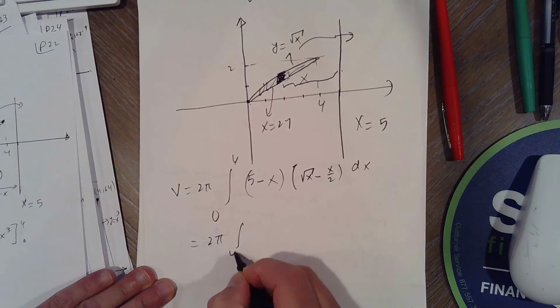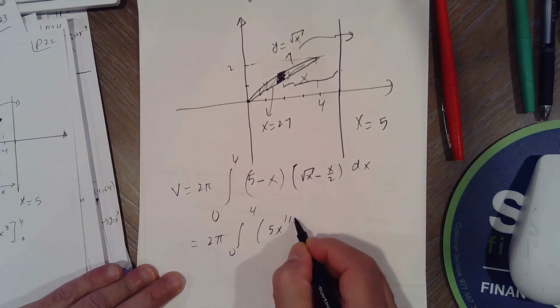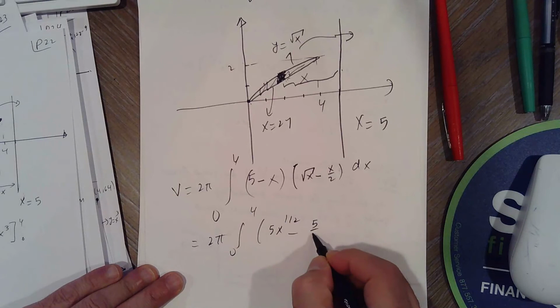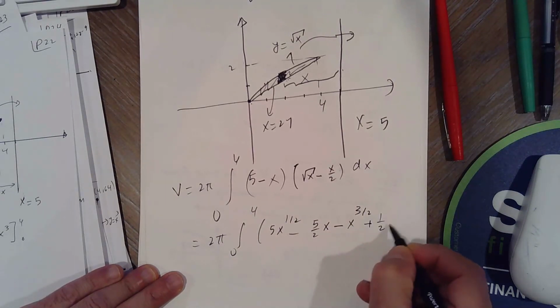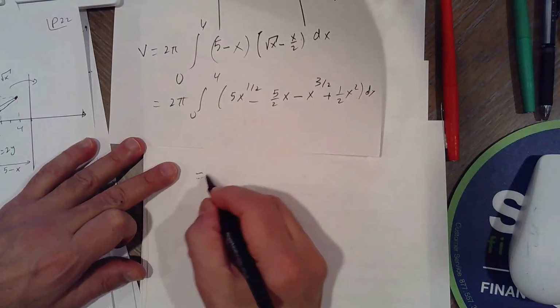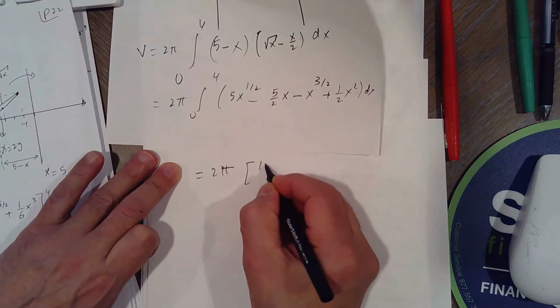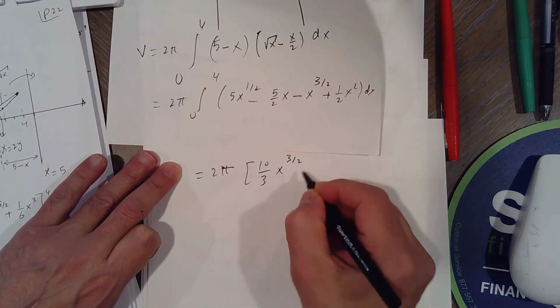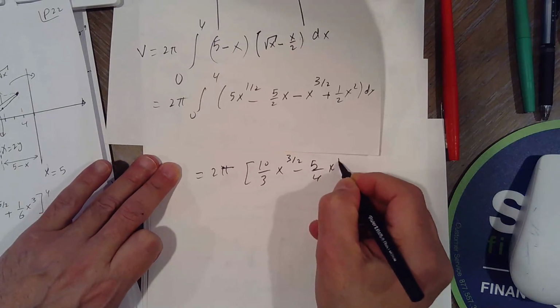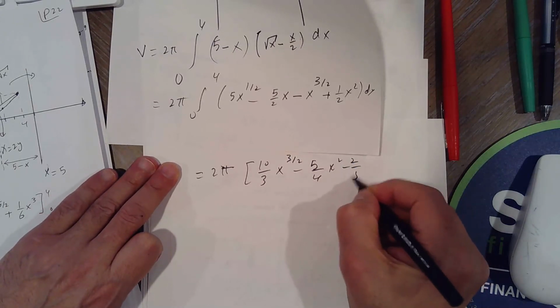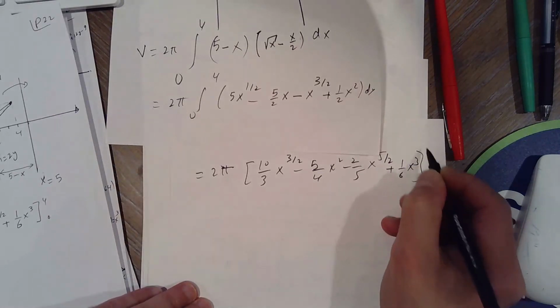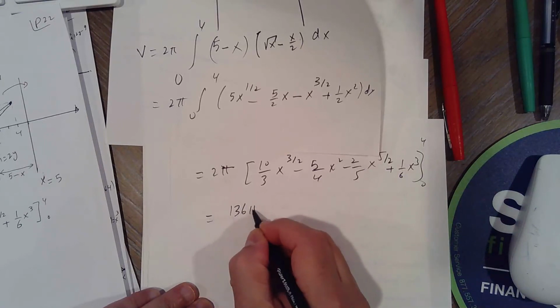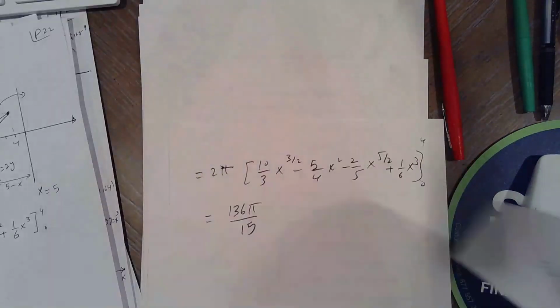So it's 2 pi, 0 to 4, 5x to the 1/2. I'm foiling this, minus 5 over 2 x to the 3/2 plus 1/2 x squared dx, which if we integrate, it's going to be 10/3 x to the 3/2 minus 5 over 4 x squared minus 2 over 5 x to the 5/2 plus 1 over 6 x cubed from 0 to 4, which is 136 pi over 15 cubic meters.